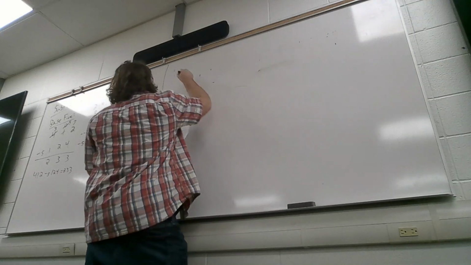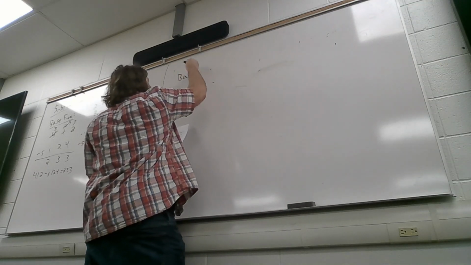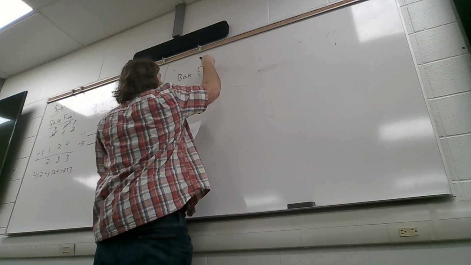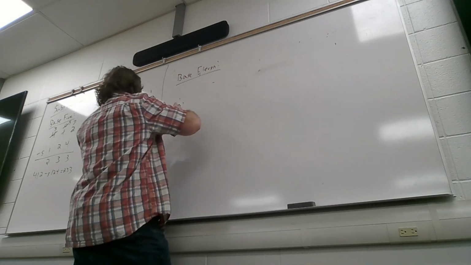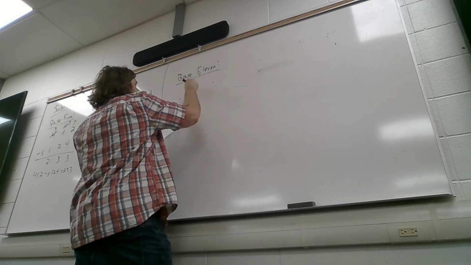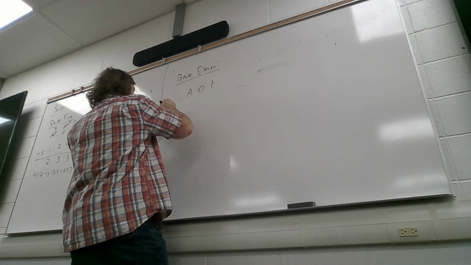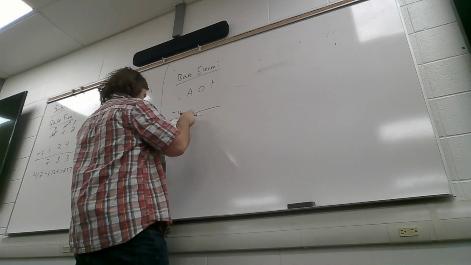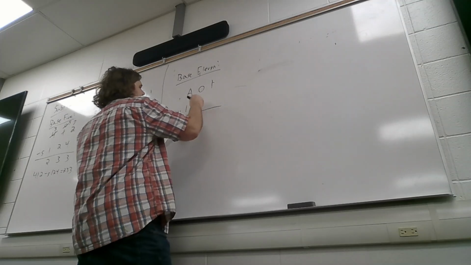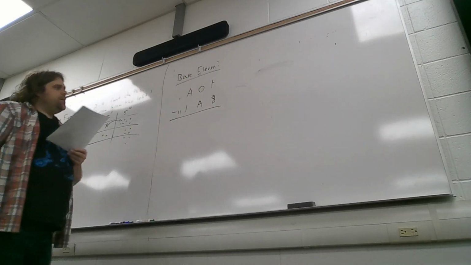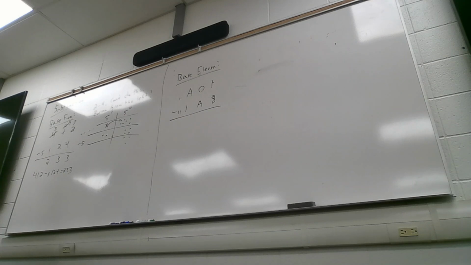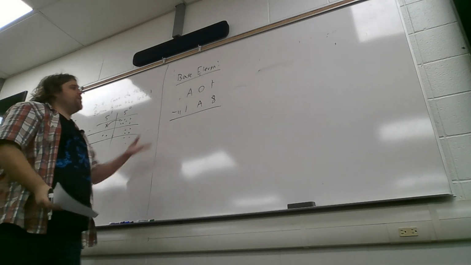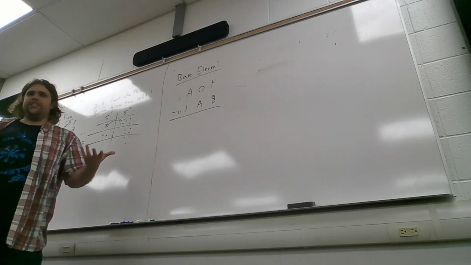So we're going to do base 11. So we're doing A01 minus 1A8. So this is the subtraction we're doing now. Again, remember, we're in base 11, so A represents 10 as a digit.